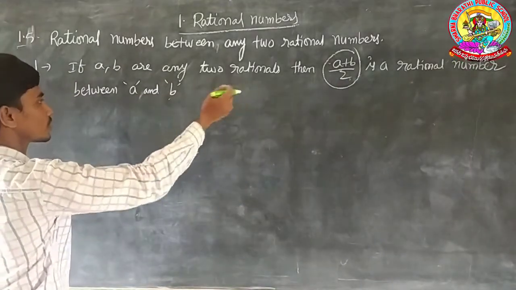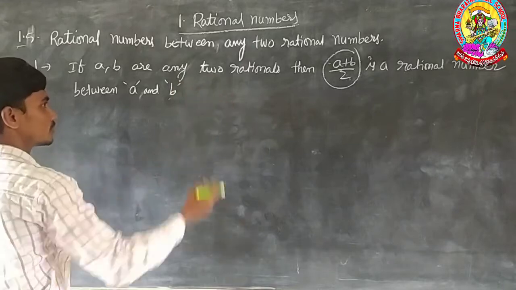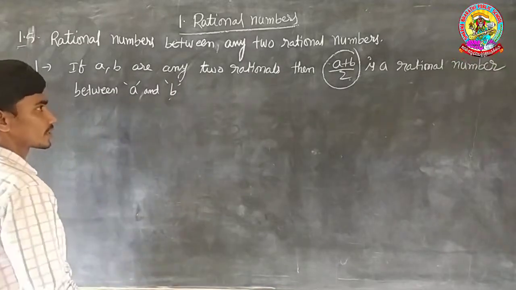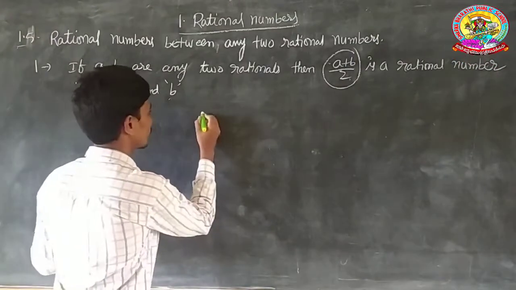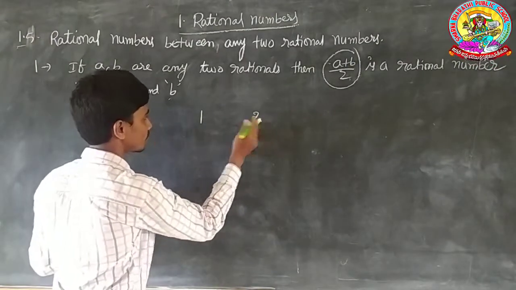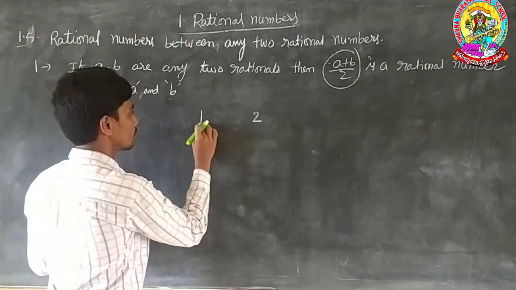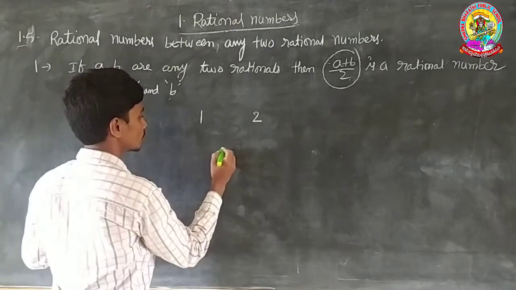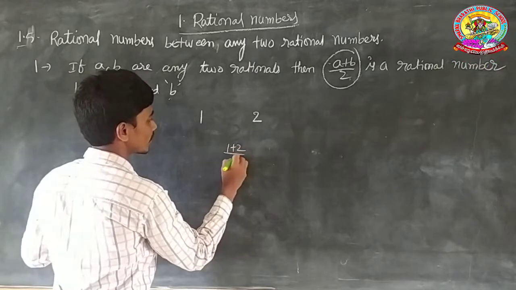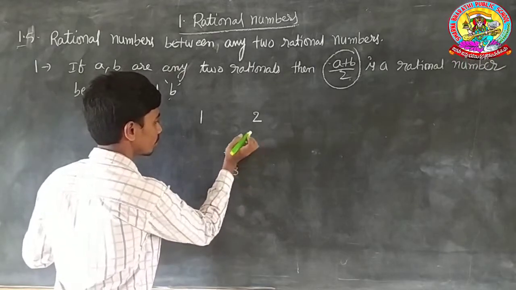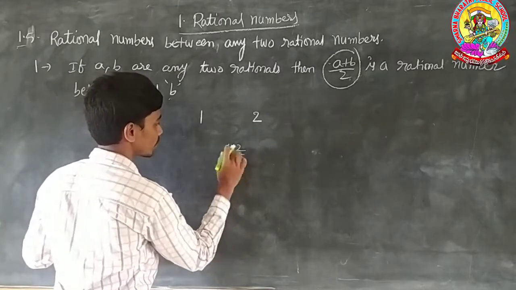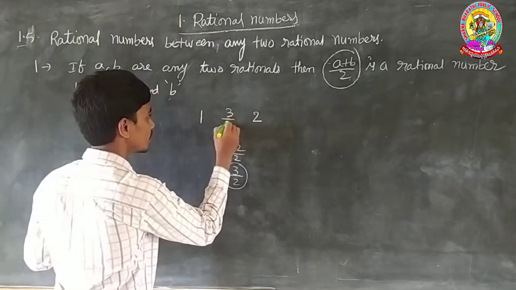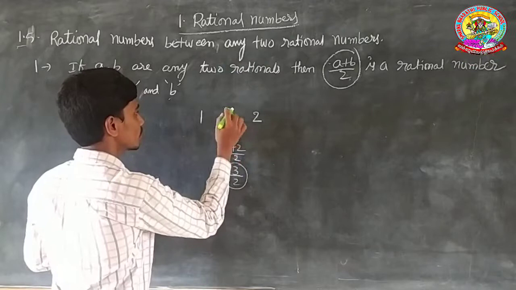If you know that, you can follow the same procedure to find infinitely many numbers between a and b. For example, to find a rational number between 1 and 2, simply add and divide by 2. So (1 plus 2) by 2, that is 3 by 2. So 3 by 2 is a rational number in between 1 and 2.